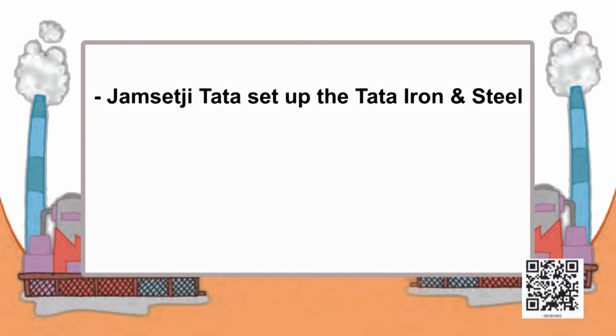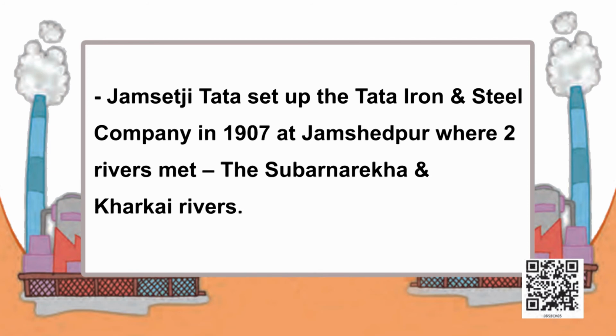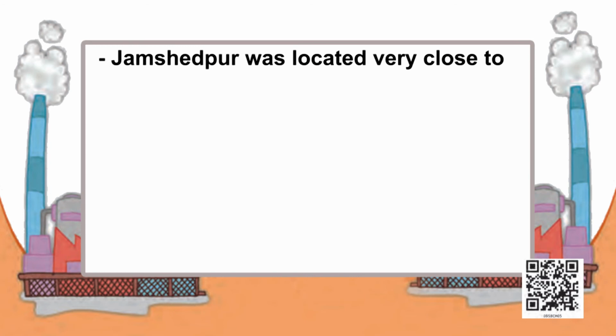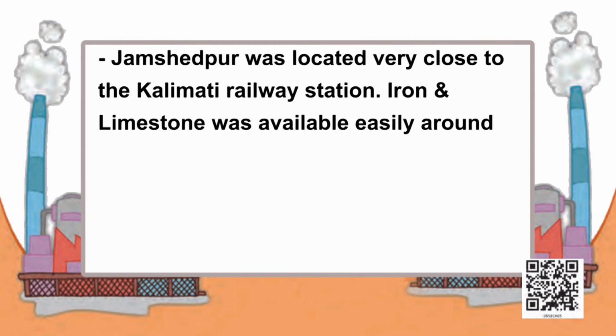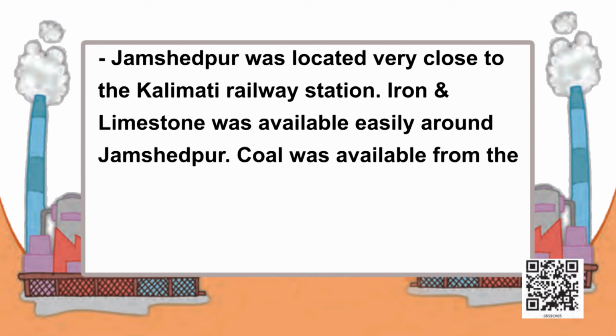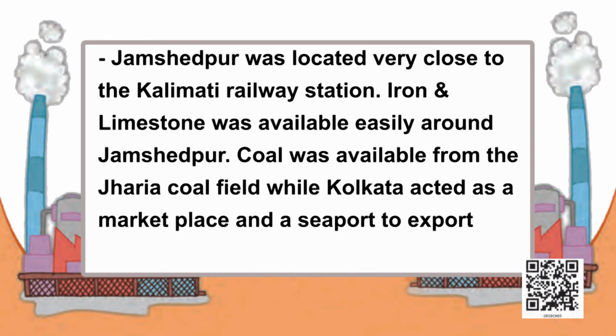Jamshedji Tata set up the Tata Iron and Steel Company in 1907 at Jamshedpur, where two rivers met, the Sabarna River and the Karkhai River. Jamshedpur was located very close to the Kalimati railway station. Iron and limestone was easily available around Jamshedpur. Coal was available from the Jharia coal field, while Kolkata acted as a marketplace and a seaport to export products elsewhere.